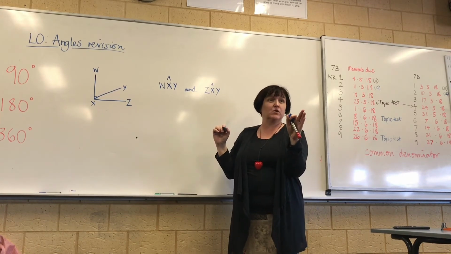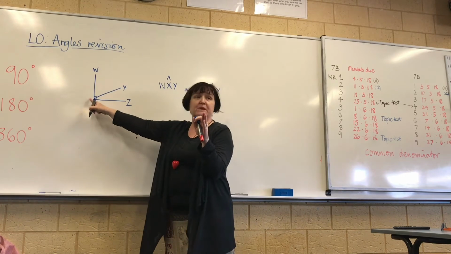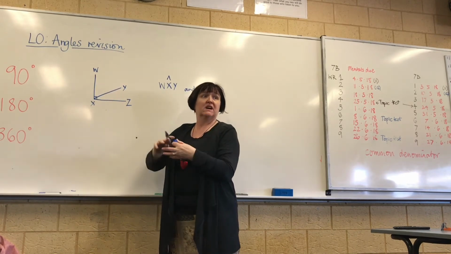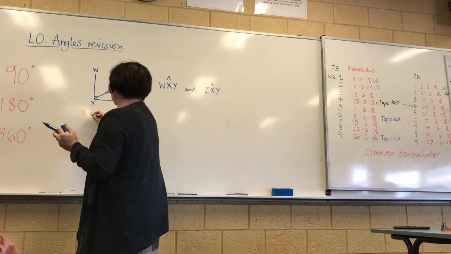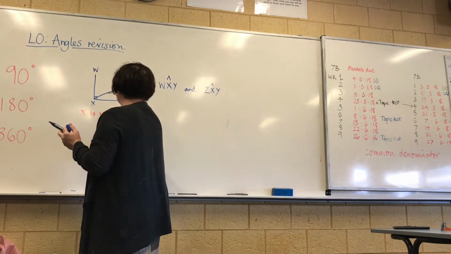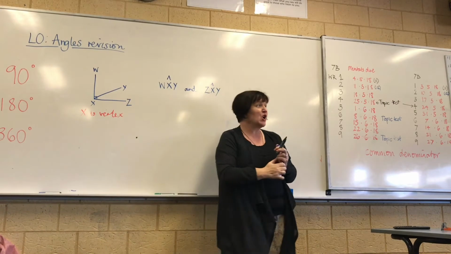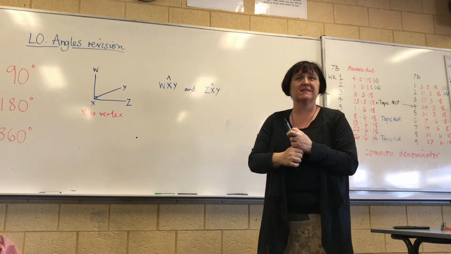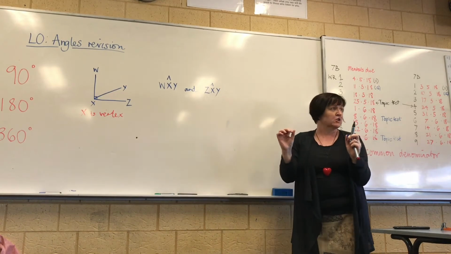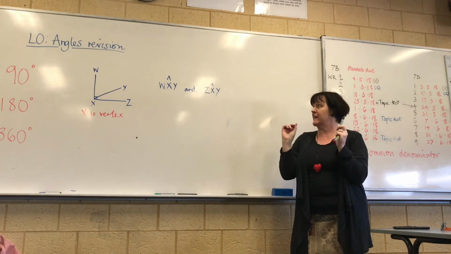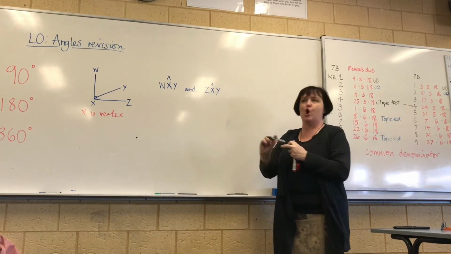Yeah, and what's that point there called? It can be the V. Vertex, that's right. So X is the vertex. We'll put that in. Anyone remember the plural of vertex? Vertices, that's right. Okay, so angle WXY and angle ZXY are what?